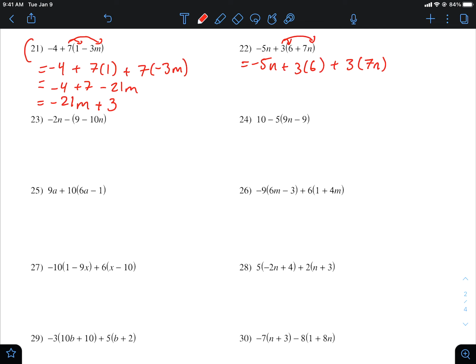Okay, and then we can resolve these multiplications. We've got -5n plus 18 plus 21n. Okay, and then we can just combine these like terms.